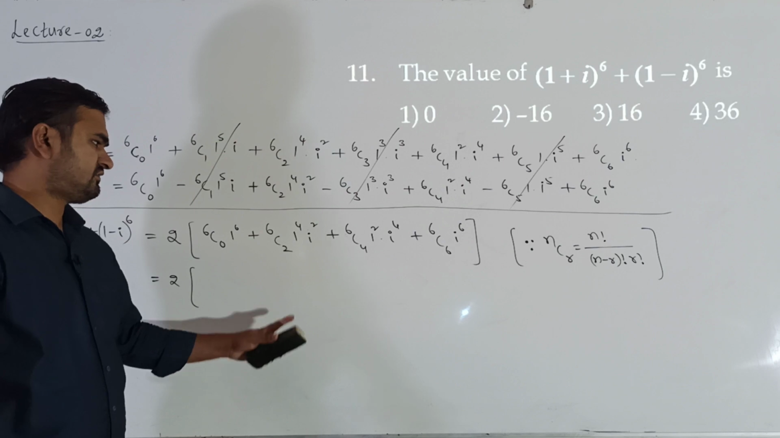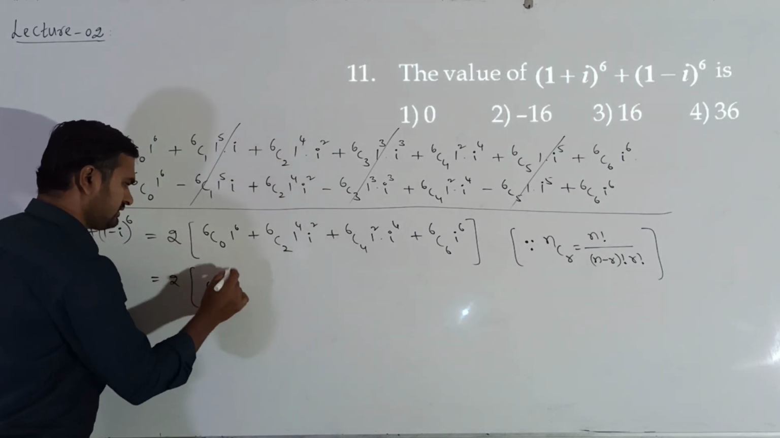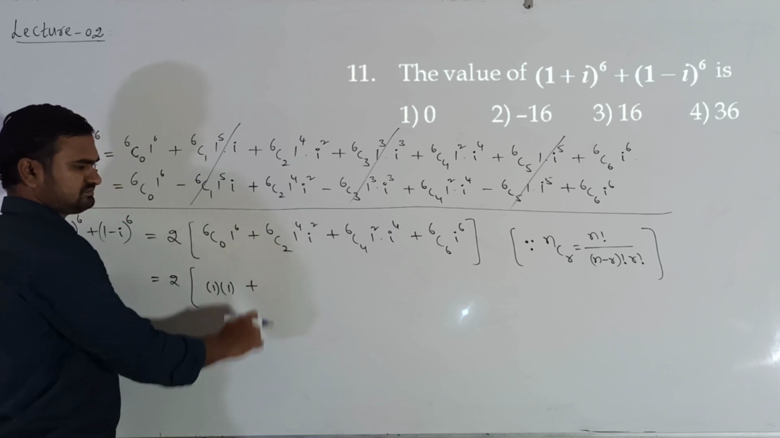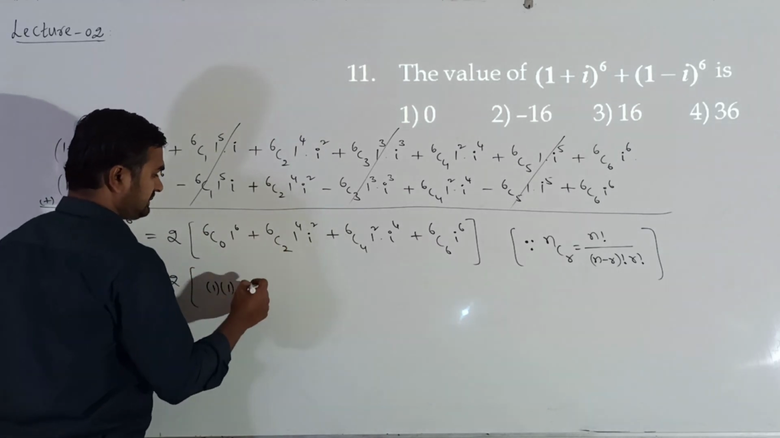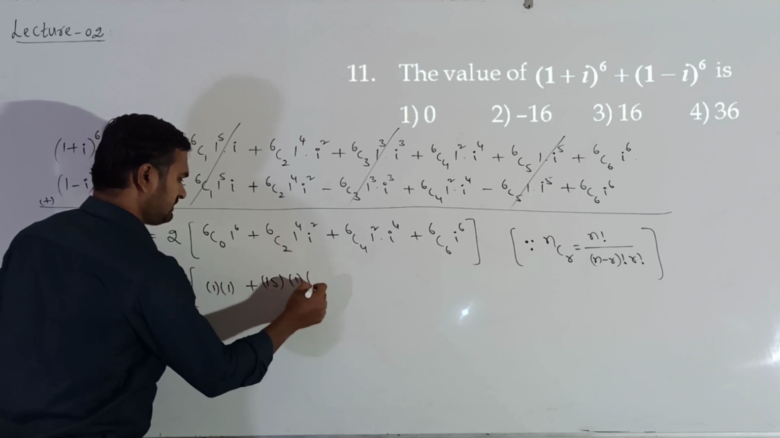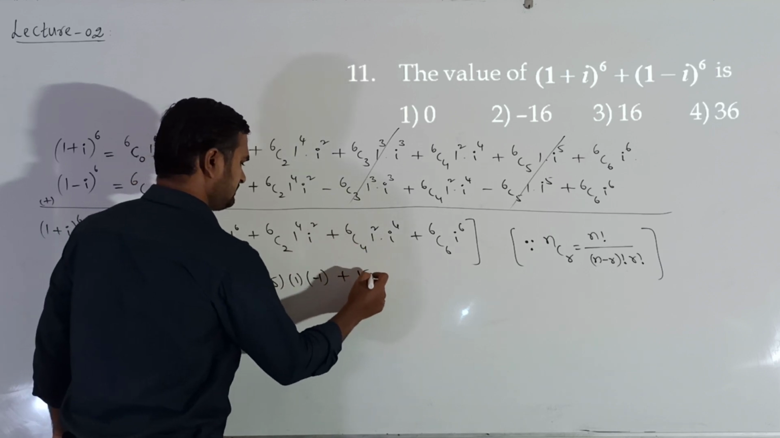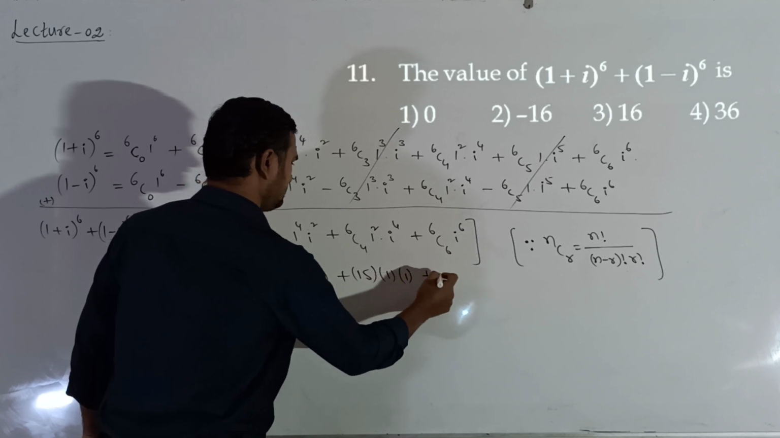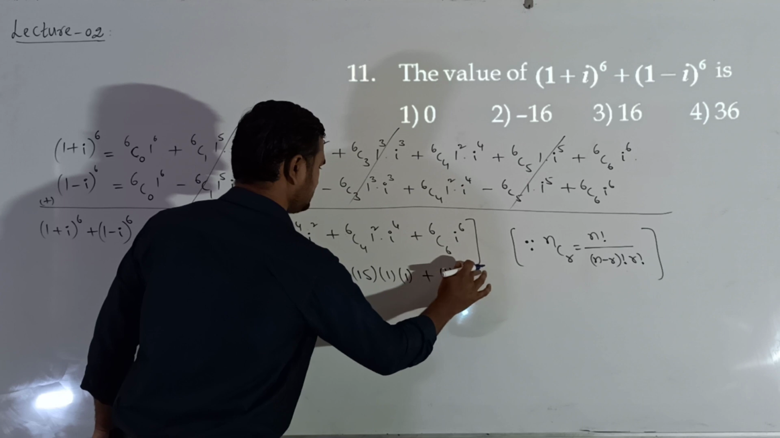So using this formula we can find these values. 6c0 is 1, into 1 power 6 is 1, plus 6c2 value. So 6c2 value is 6 into 5 by 2, so it is 15. 1 power 4 is 1, i square is minus 1. 6c4 is also 15 only. 1 square is 1, i power 4 is 1. 6c6 is 1, i power 6 is minus 1.